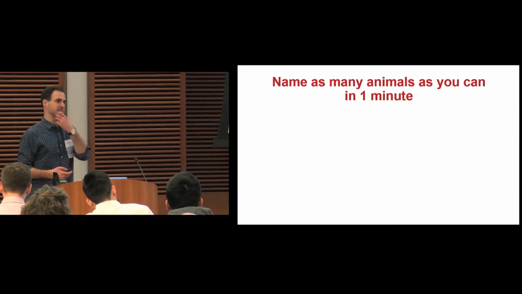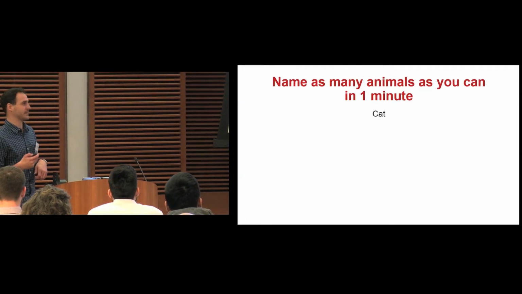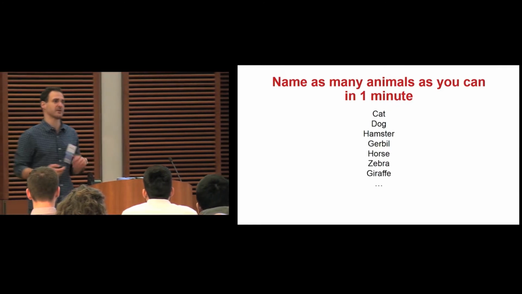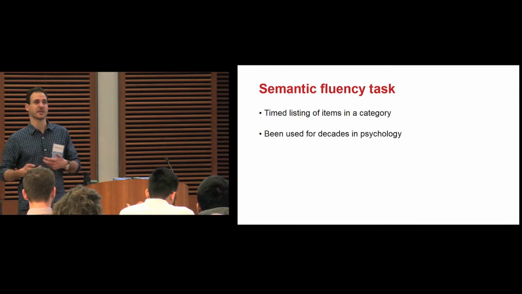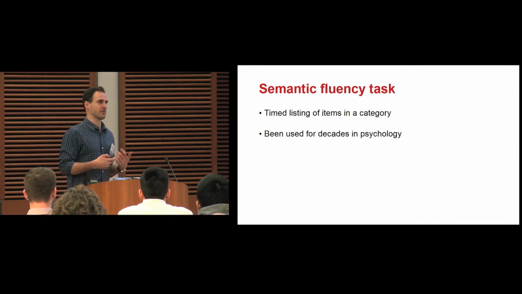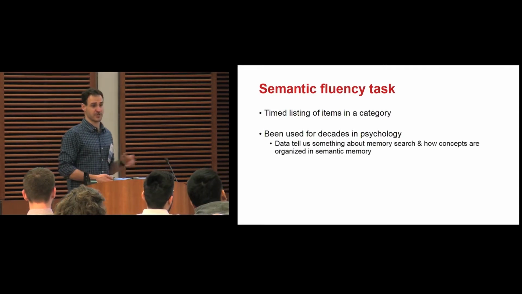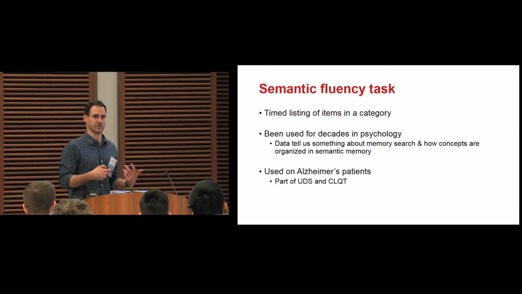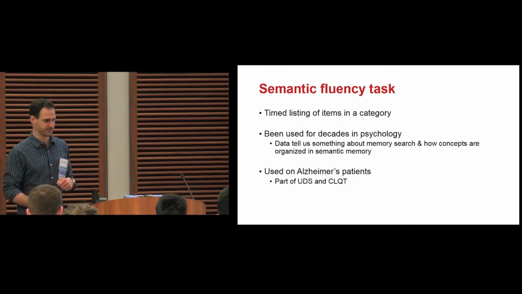So if I ask you to list as many animals as you can in a minute, most people are pretty good at this. They can do it quickly, pretty easily, and effortlessly. This task is called the Semantic Fluency task, and it's been used for decades in psychology because it tells us something about how memory search is performed in healthy individuals and how concepts are organized within semantic memory. But it's also used in Alzheimer's patients because Alzheimer's patients produce data that's different from healthy controls in a lot of key ways, as part of the cognitive linguistic quick test, as part of the UDS.